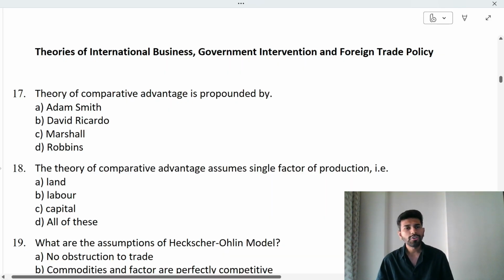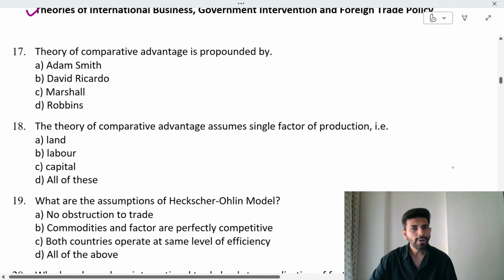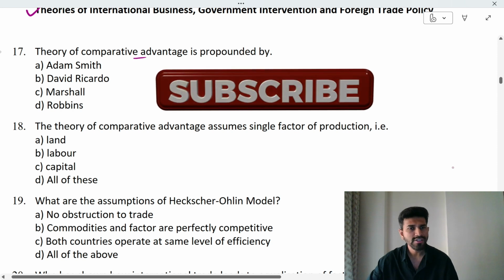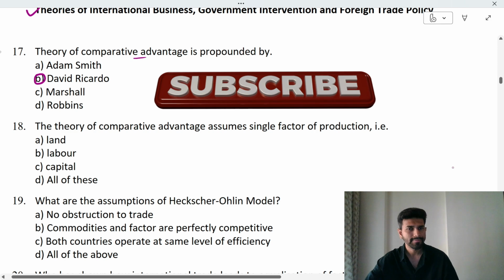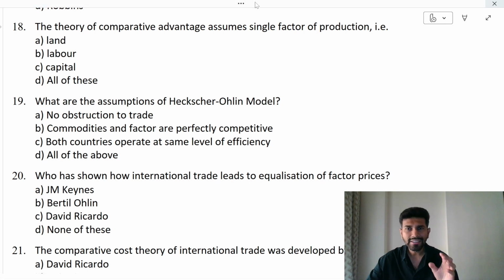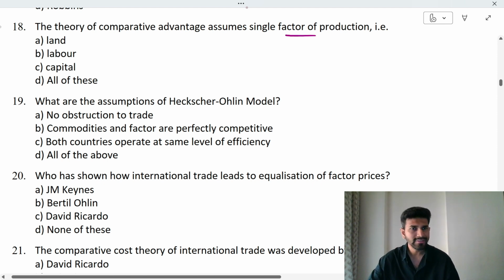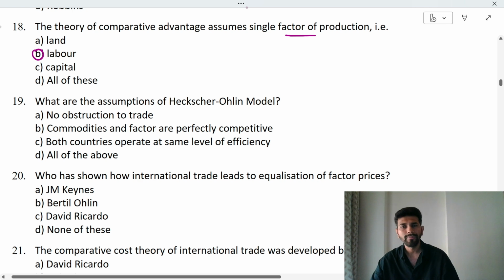Let's start with the MCQs of international trade theories. The theory of comparative advantage is propounded by? The comparative cost advantage theory was provided by David Ricardo. B is the correct answer. Next, the theory of comparative advantage assumes a single sector of production, that is land, labor, capital, or all of the above. That is labor. Correct answer is labor.